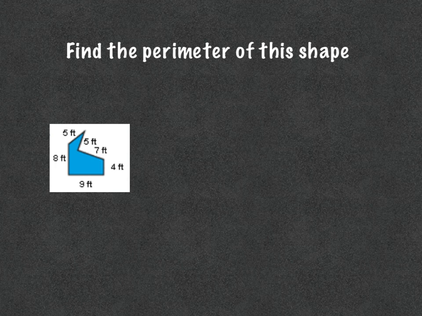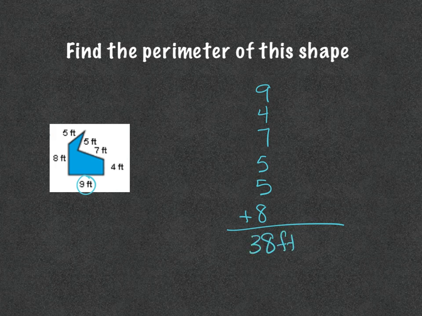All right, this funny looking shape. So feel free to pause me and then come back to find the solution. So I'm going to start with 9. So 9 plus 4 plus 7 plus 5 plus 5 plus 8. So let's see. 9 plus 4 is 13. 13 plus 7 is 20. 5 and 5 is 10, so that makes 30, plus 8 is 38 feet.